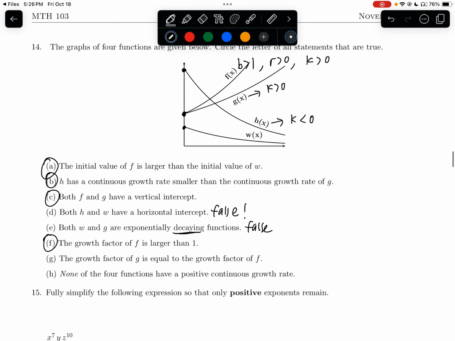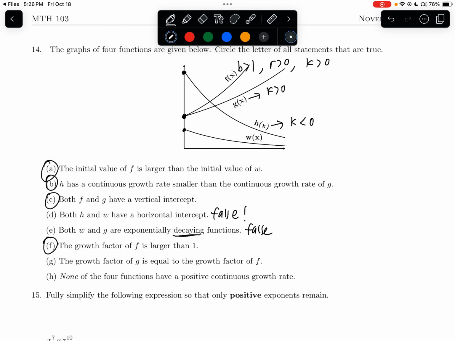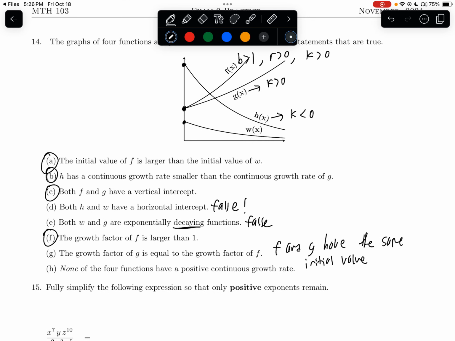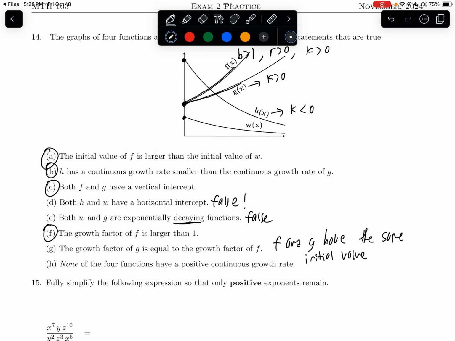The growth factor of g is equal to the growth factor of f. This might take some thought as to why this is either true or false. We know that f and g have the same initial value, right? They have the same vertical intercept. We actually identified that in part C. But they're not the same function, right? They're clearly different functions here, but they have the same initial value.